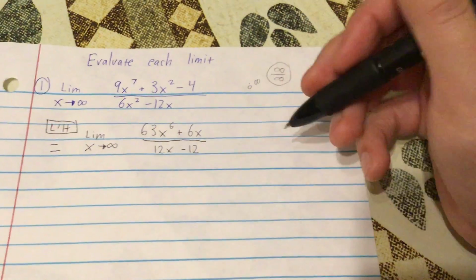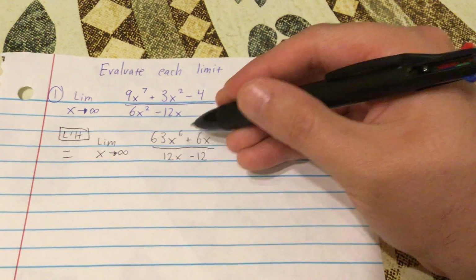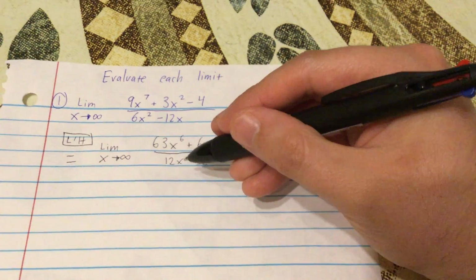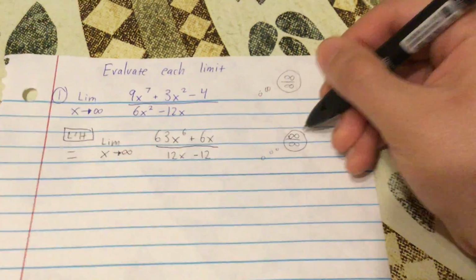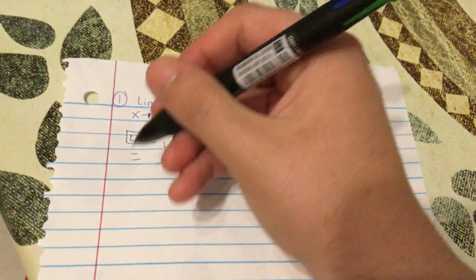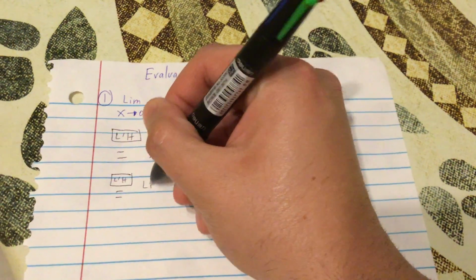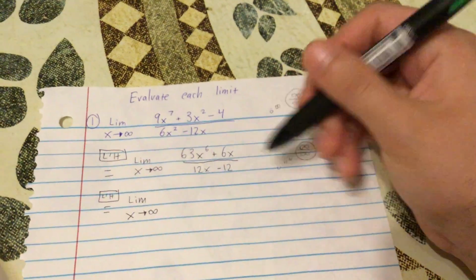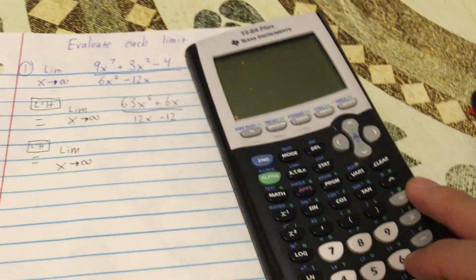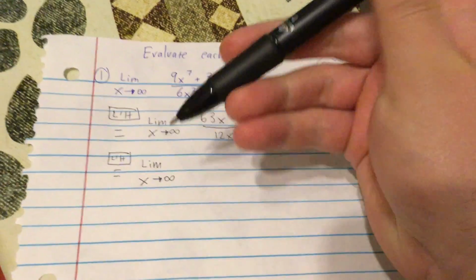Okay, if I plug in infinity here, I still get 63 infinity to the 6th power plus 6 times infinity over 12 times infinity minus 12. Well, that means I still get infinity over infinity, in which case I can still do L'Hopital's rule. L'Hopital to the rescue means I get the limit as x approaches infinity. And now I'm going to still take the derivative of the top. Oh, I'm going to need a calculator for that. So 63 times 6 is 378.